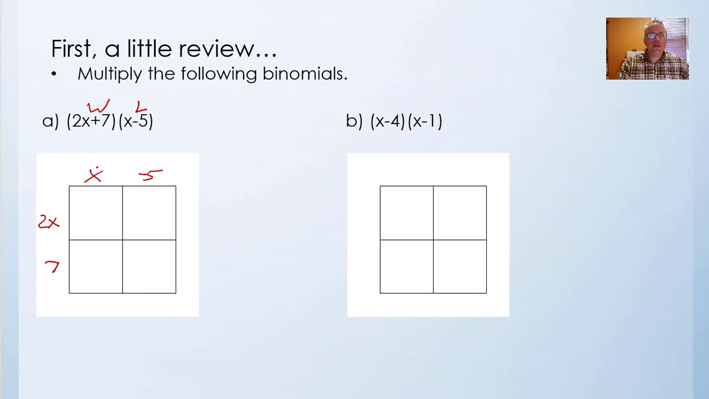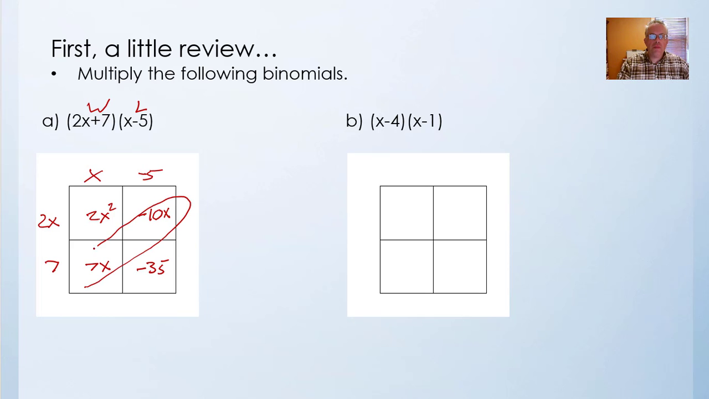So 2x times x is 2x squared. 2x times negative 5 is negative 10x. We're finding the area of all the little boxes, so we're multiplying. 7 times x is 7x, and 7 times negative 5 is negative 35. Then, if you remember, we add up all these pieces and combine like terms.